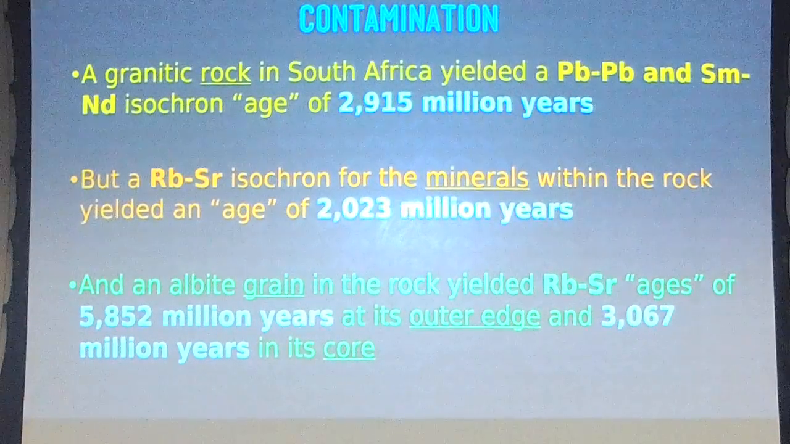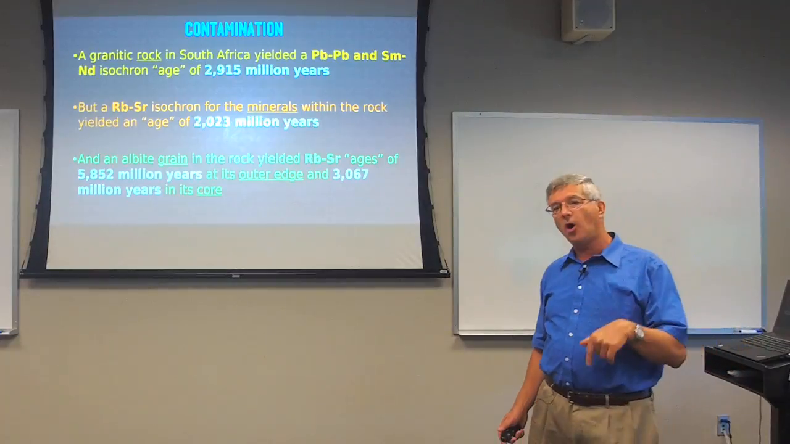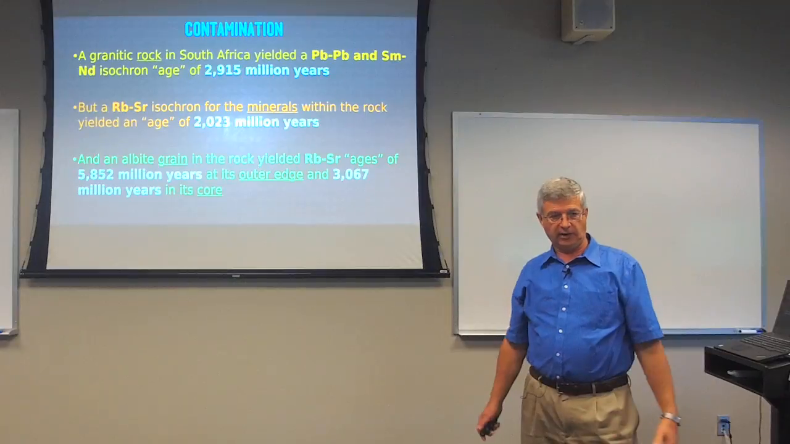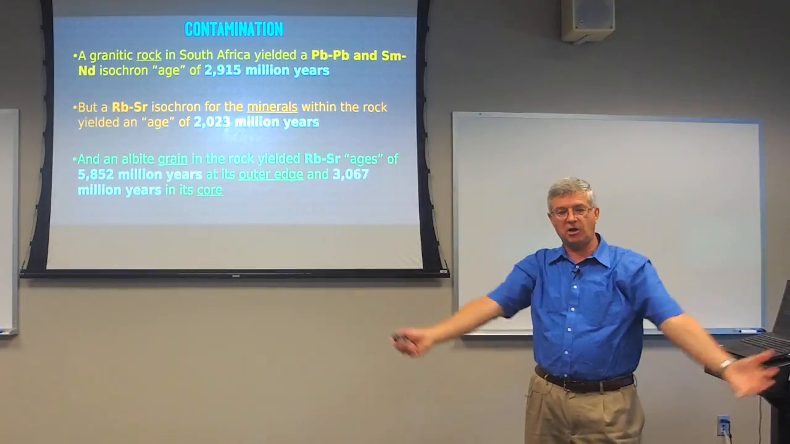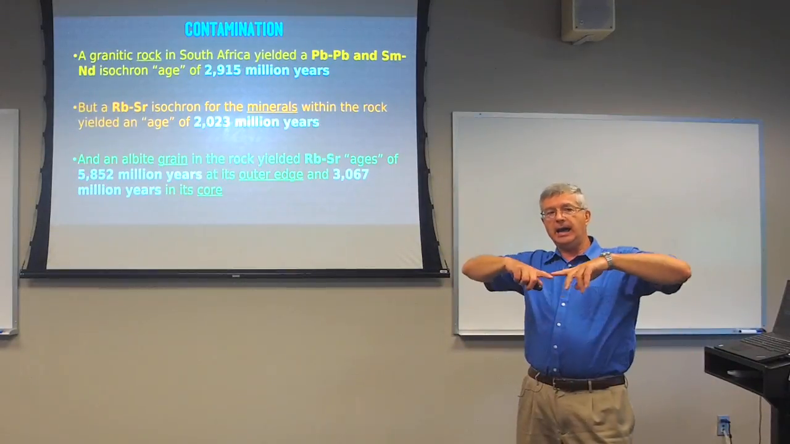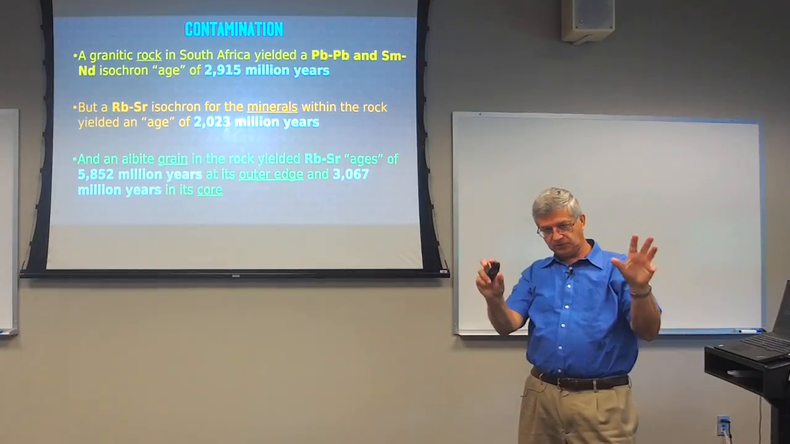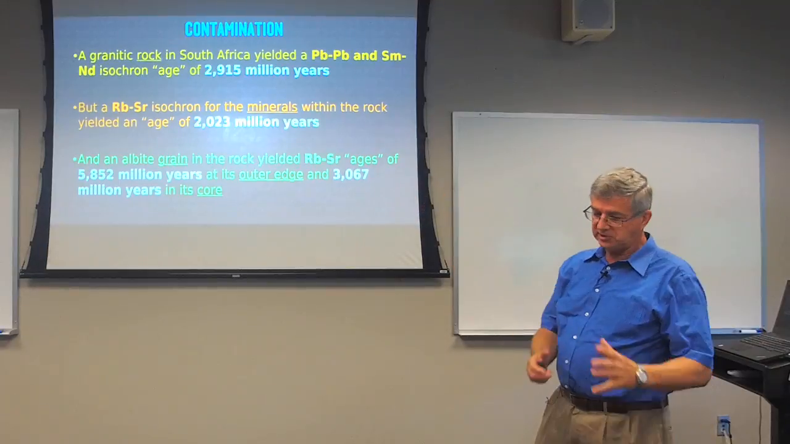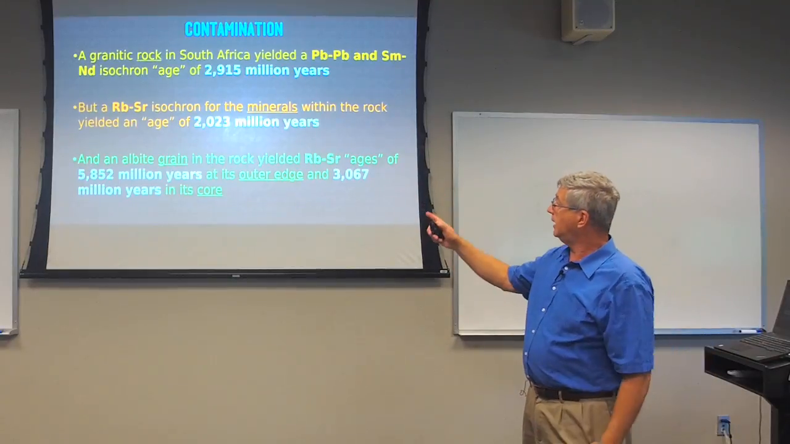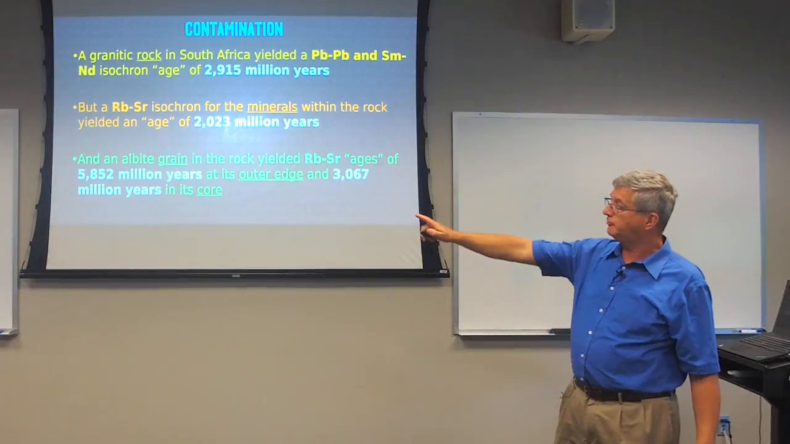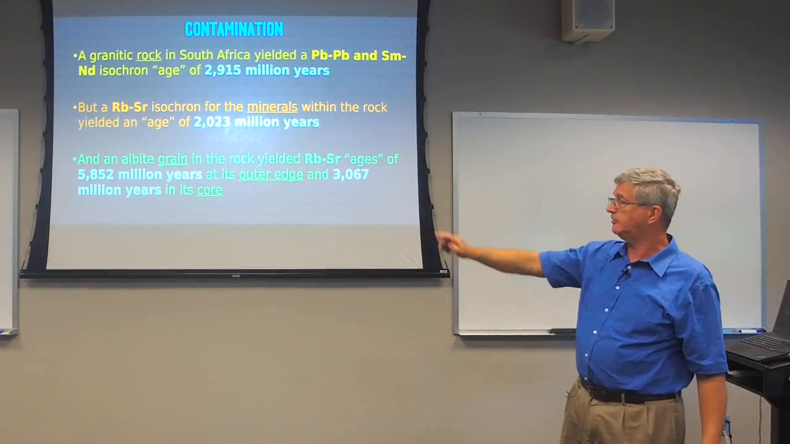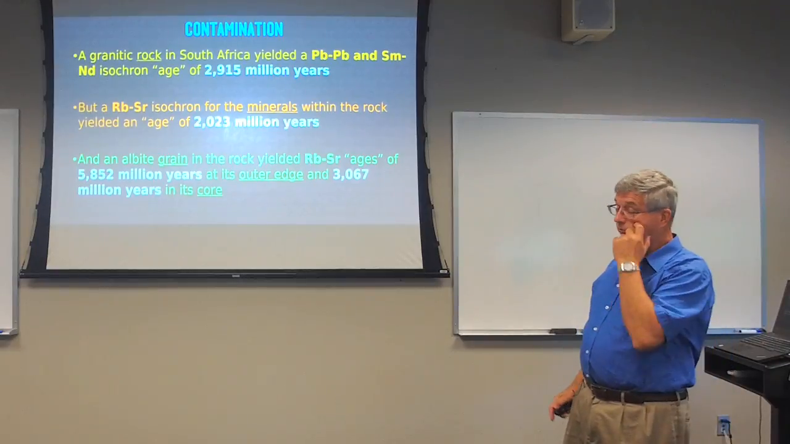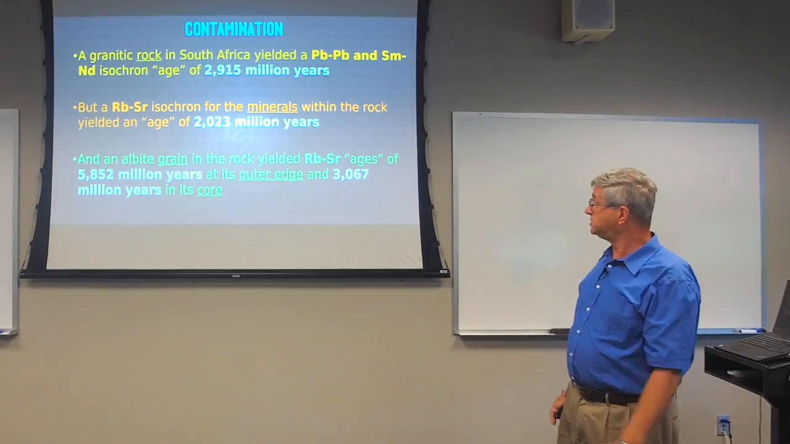Quite a significant difference. How can the minerals in the rock date much younger than the whole rock being crushed? So a whole rock age is when you crush the whole rock and date it. A mineral age is when you separate the minerals and date them. One grain of albite, which is a feldspar mineral in the rock, yielded rubidium strontium ages of 5.8 billion years, or 5,852 million years at its outer edge, and its core 3 billion, or 3,067 million years.